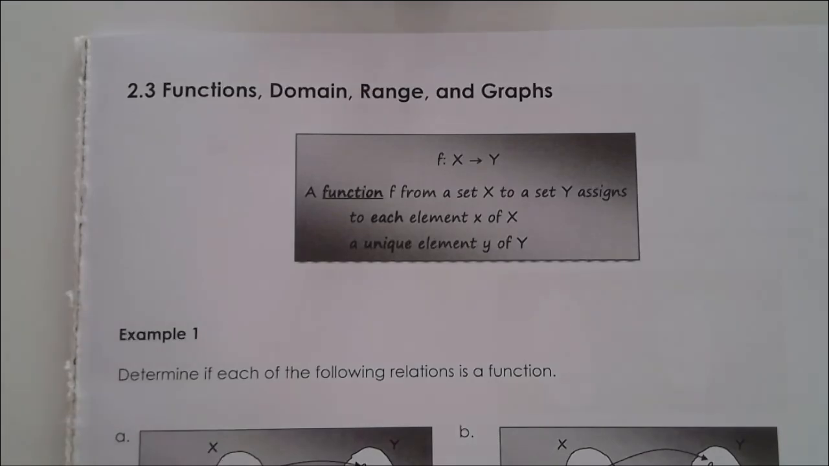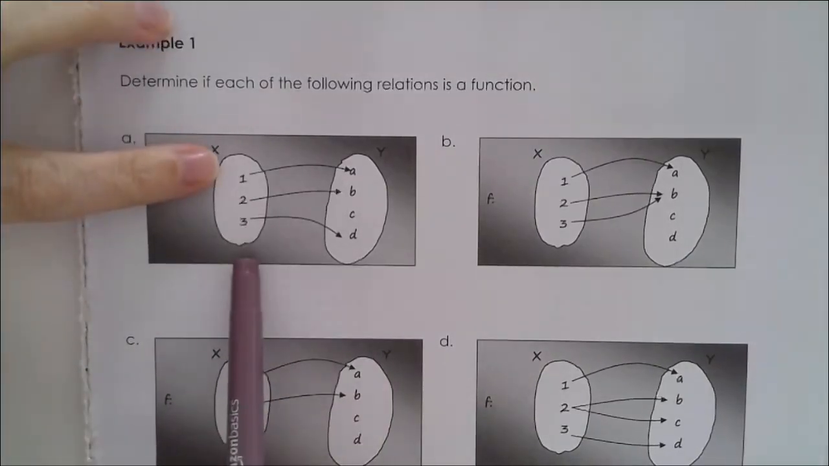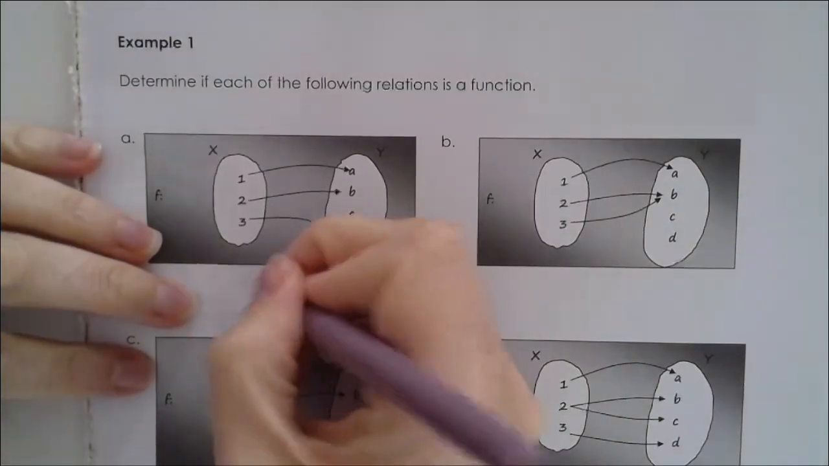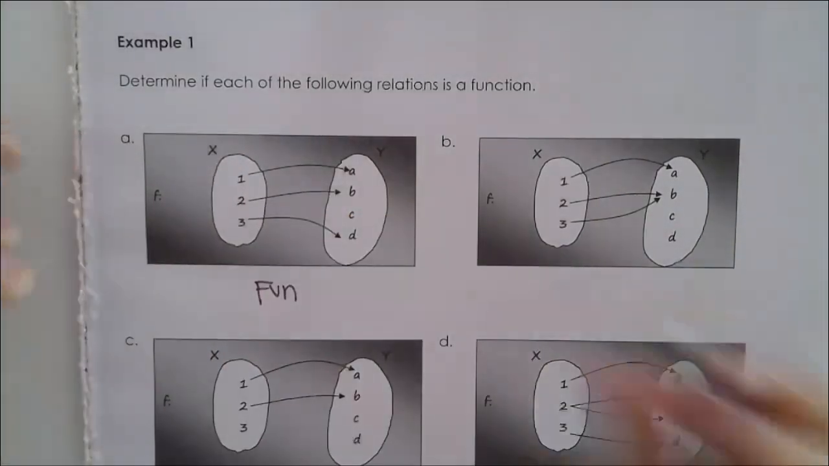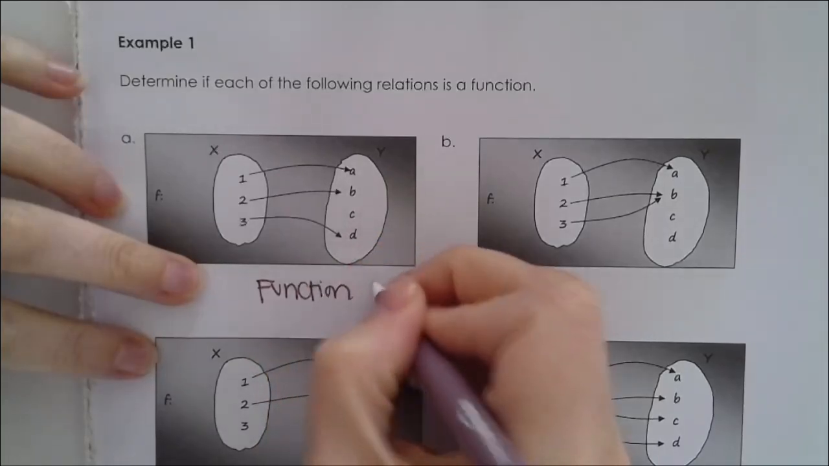So if we look at these mappings right here below, we're looking at the x values really. Do any of these x values repeat? So on this one, no. So this would be a function. Every x value is mapped to only one y value is another way to say that. So this one is a function, yes.